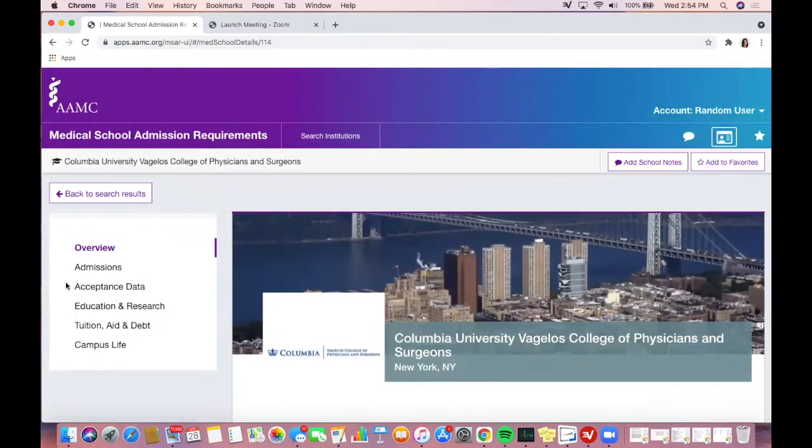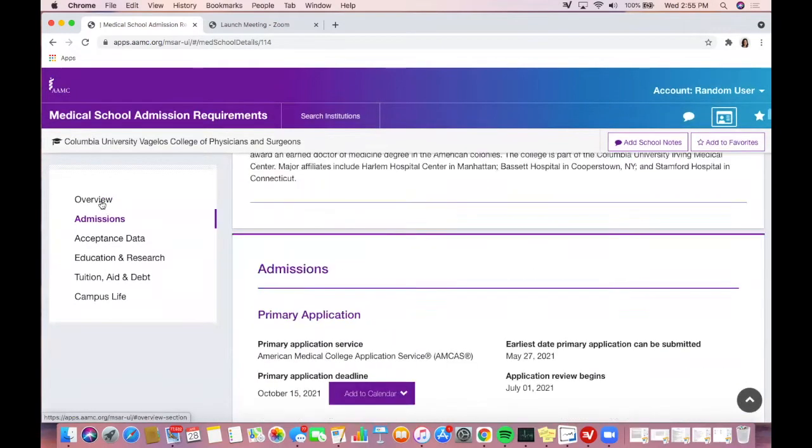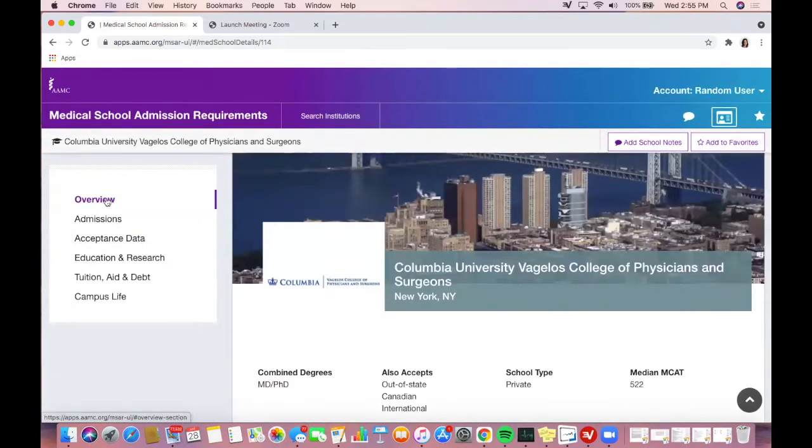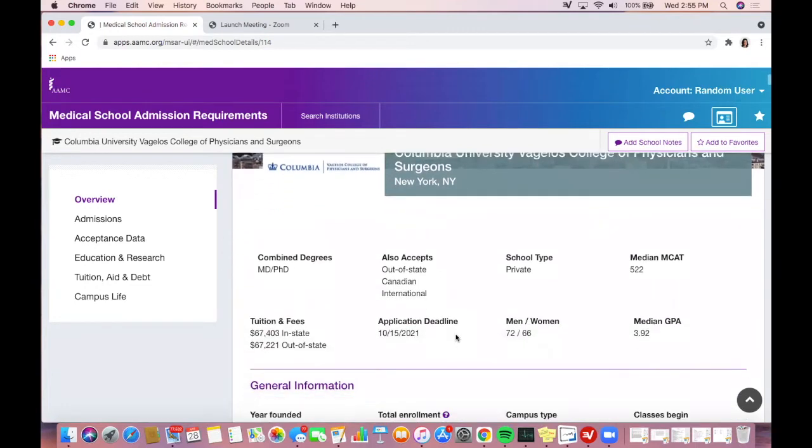These are all the major headings of information, and you can click on any of these and it will bring you to that section. Okay, so overview, admissions, acceptance data, education and research, tuition, aid and debt, and campus life. And all of these different sections offer incredible information that will be super helpful. So in terms of your overview, you can see right off the bat that Columbia is a fairly competitive medical school with a median MCAT of 522, a median GPA of 3.92.